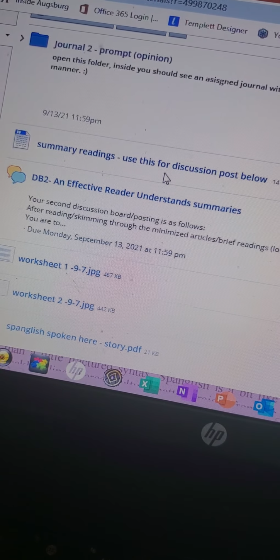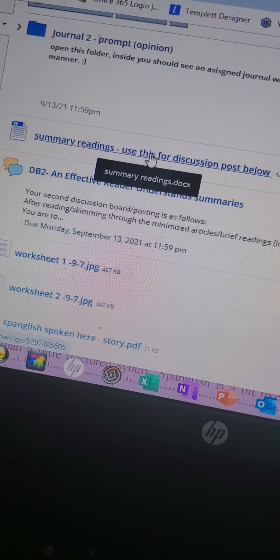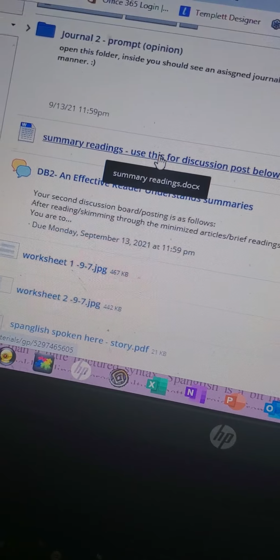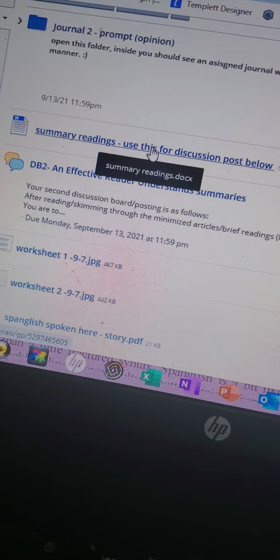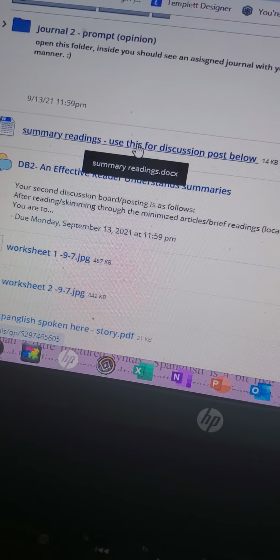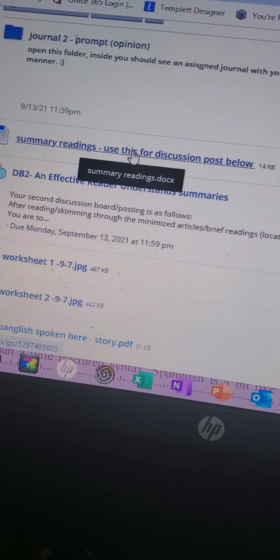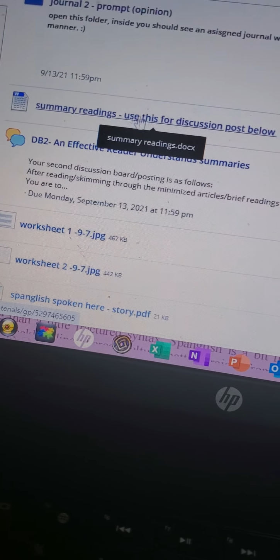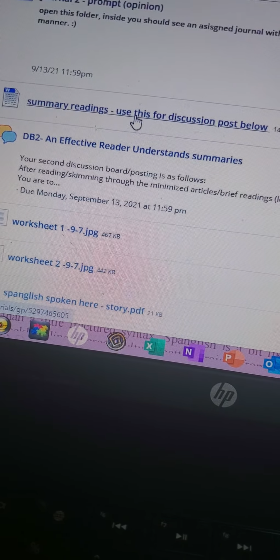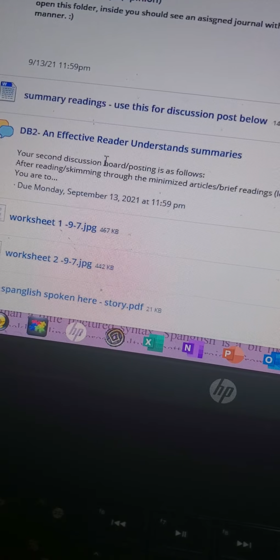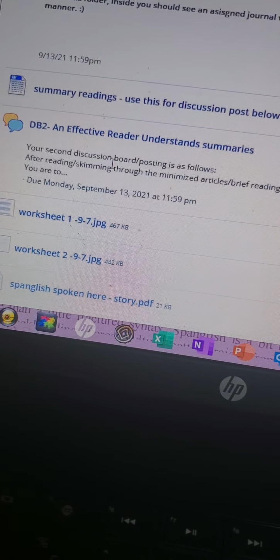These summary readings are this. When you open up this PDF, it will have links. Those links are going to ask you to do the same thing that we just did in class. Choose some of those links, and you're going to do something like we did in class. You're going to end up writing summaries. This summary readings goes hand in hand with discussion board number 2. You're going to use the summary readings links, choose 2 of them, write their summaries in this discussion post, and also answer other people.